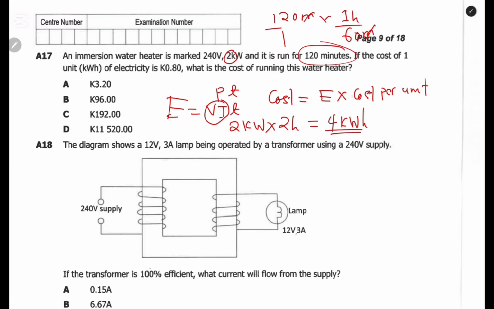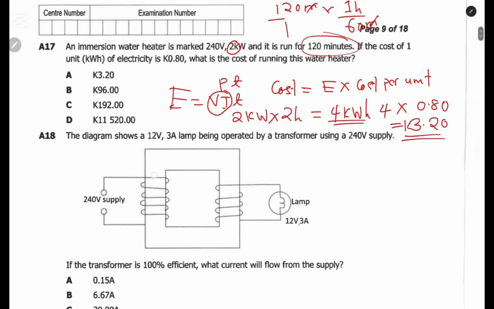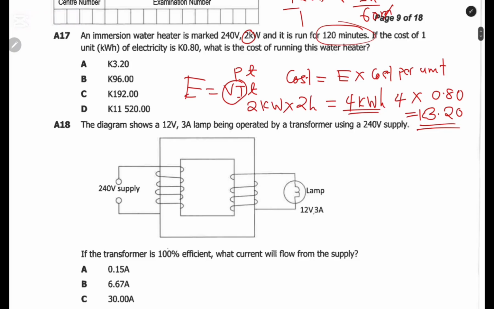Now we can find the cost. We said cost is equal to energy times the cost per unit. So you're going to have 4 multiplied by, what is the amount per unit? 0.80. If you multiply this, what do you have? Okay, so you have 3.20 kwacha. Kindly confirm this amount. So that is the amount that I found, and therefore the answer is A.